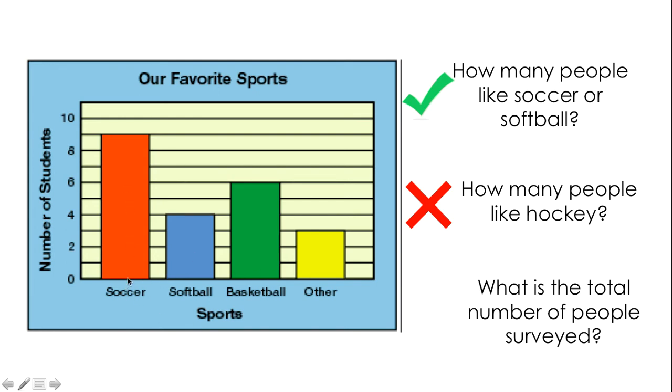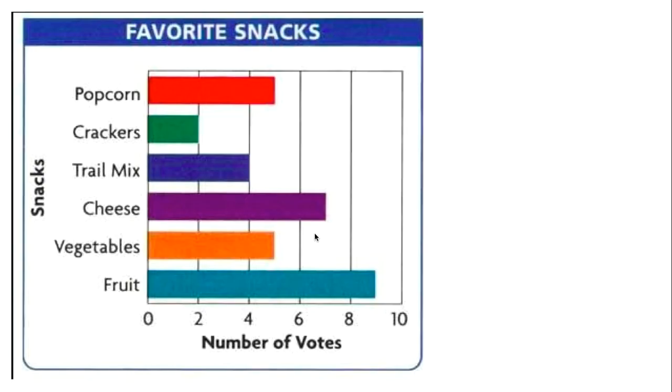sport. I am able to do that because I can see that 9 people like soccer, 4 people like softball, 6 people liked basketball, and 3 people liked another type of sport. So I would just have to add them all together to get the total number of people surveyed. So yes, I can answer this question.